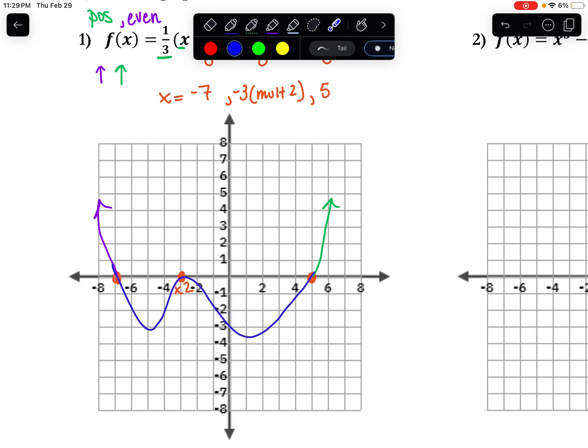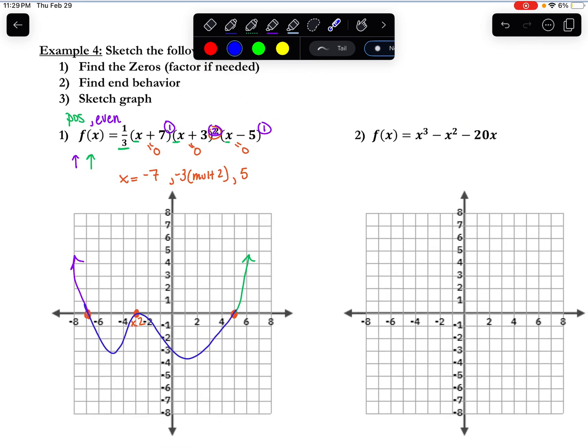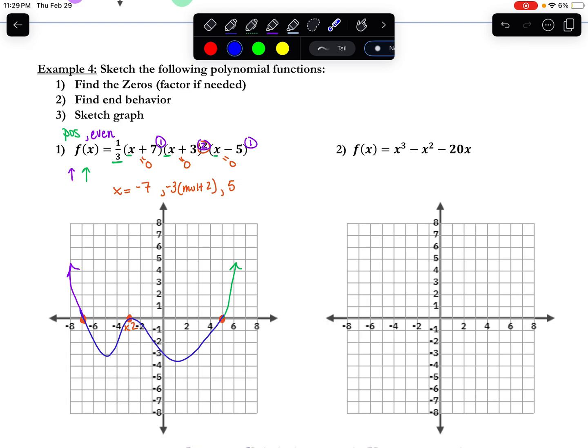Now, how far you go down on these or how exaggerated you make the peaks and valleys is totally up to you. I would take very gradual ones, or you can go down low or whatever. It doesn't really matter to me. What I'm looking at is that you're going through the zeros nice and smoothly, bouncing where you need to, and then finishing off with the correct end behavior, okay? So that's the general form of what I expect when you graph a polynomial.